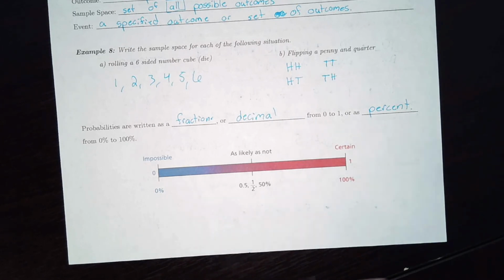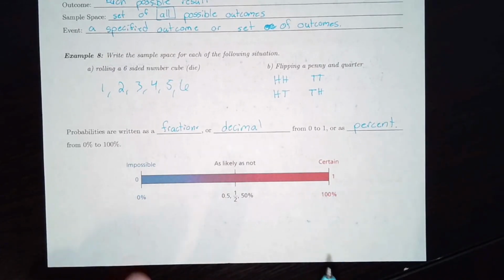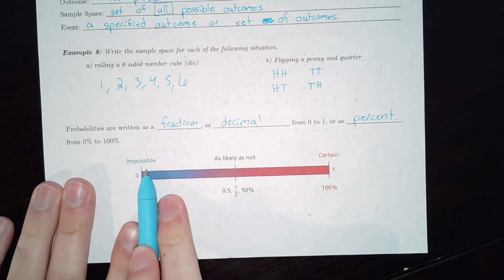No matter what option you choose, whether it's a decimal, a fraction, or a percent, your probabilities can never be more than 1 or less than 0. Probabilities always have to fall between this range. Okay, and that should start to make sense as we start to talk about what probabilities are. Probabilities are that chance that something happens. If I have a 0% chance of something happening, that means it's impossible. It's never going to happen. It's physically impossible to happen.